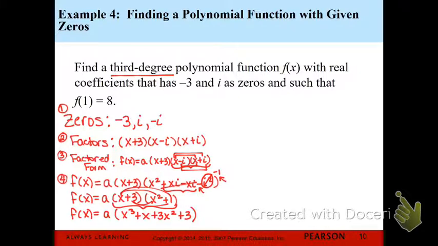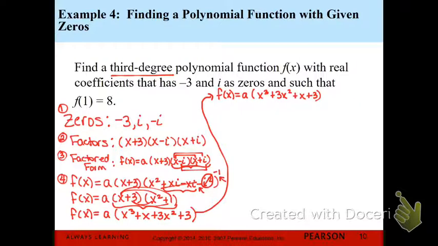Alright, can I combine any like terms there? No, but you can certainly rearrange them. I can't combine any like terms, but I can go ahead and put them in descending order of their exponents. So I have f of x equals a times x cubed plus 3x squared plus x plus 3.